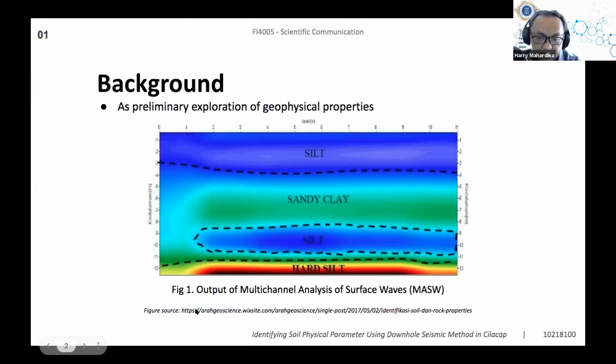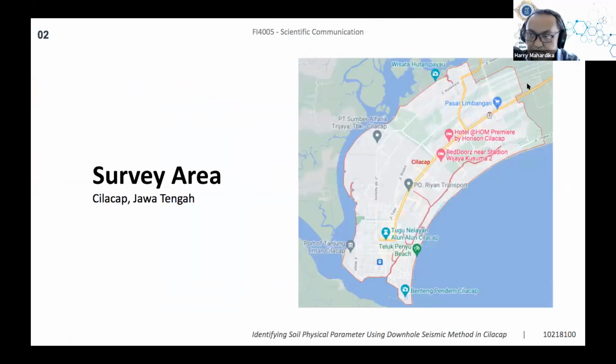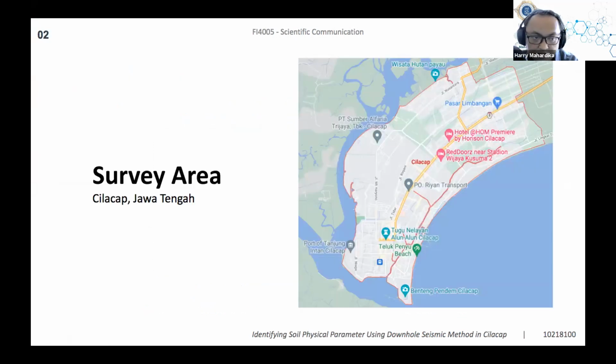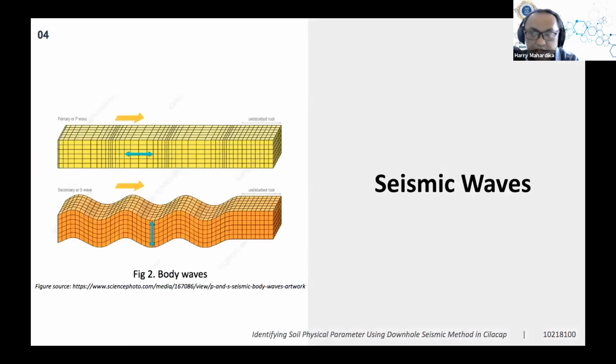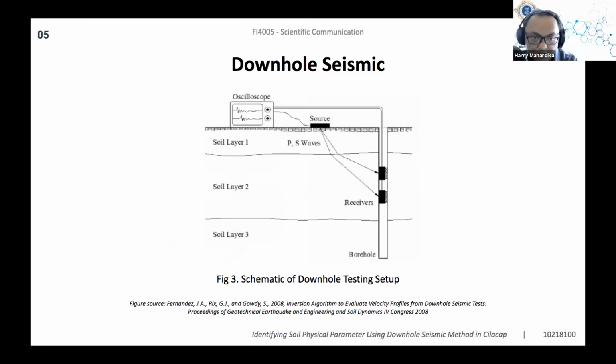Background. Okay. Next. Well, the layout of the current draft is okay, as long as you're able to deliver the information given here. The current design, I think it's okay. Next. Okay, second slide, the survey area in Cilacap. Okay, the third slide, the purpose. Okay, next. So this is basically the methods or the basic theory. Okay, next.